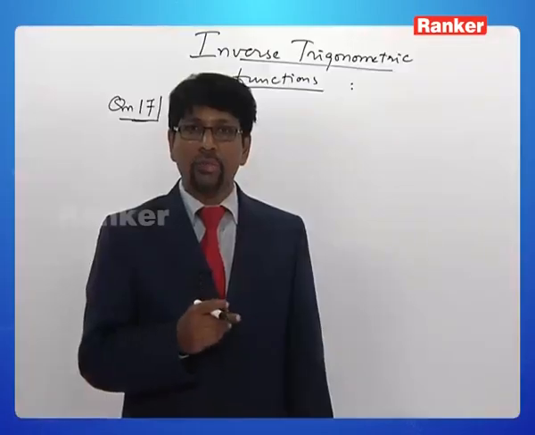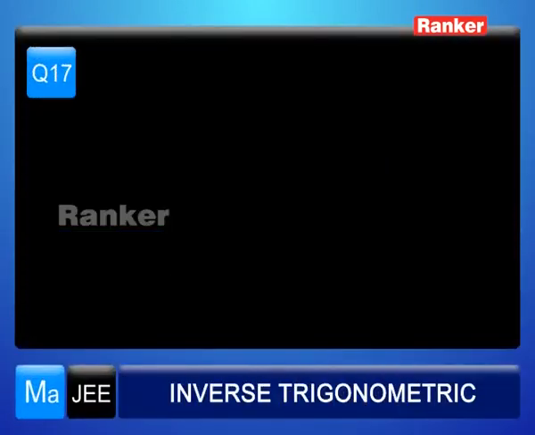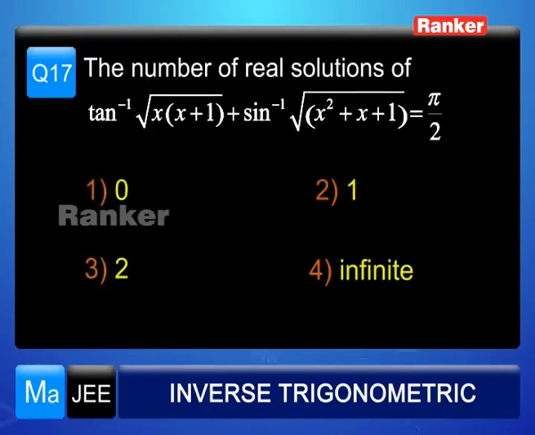Now, we are going for the new question, number 17. The number of real solutions of tan inverse of root of x into (x plus 1) plus sine inverse of root of (x square plus x plus 1) is equal to pi by 2 is: first option 0, second option 1, third option 2, fourth option infinite.